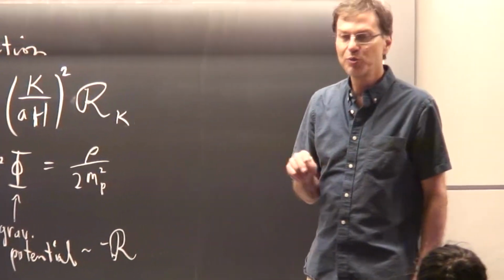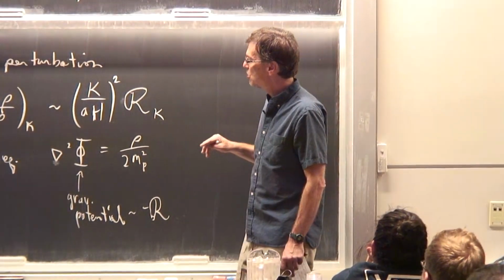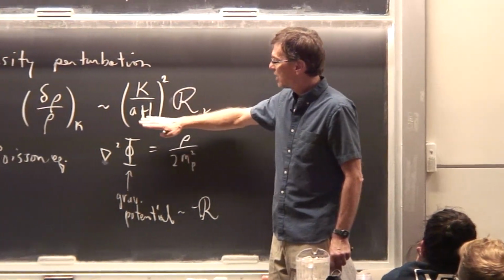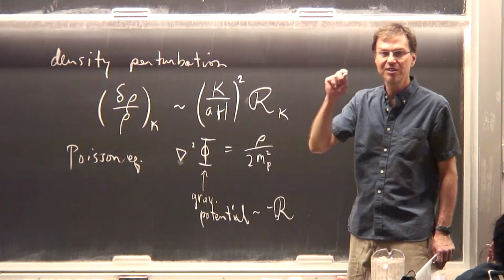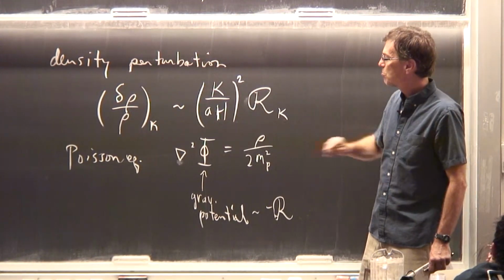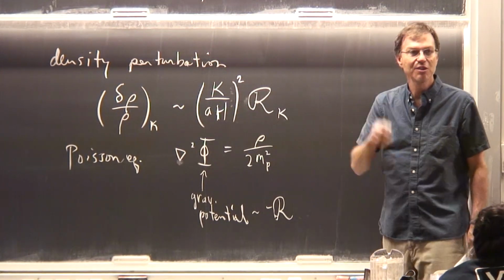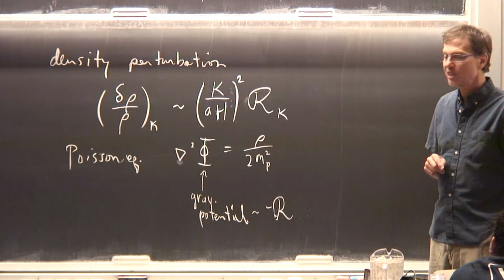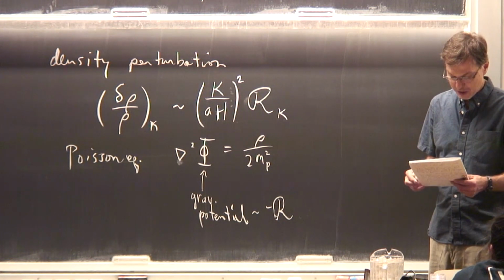But there is a sense in which it is scale invariant, and that is if you would evaluate this not at a single time, but rather for each scale, if you would evaluate it at the time of horizon crossing, then by definition this factor is equal to 1. So in that sense, you can think of the density perturbation as also arising from a scale invariant spectrum.